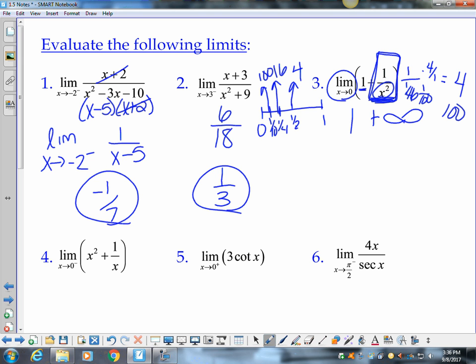And then infinity plus 1, I said this in class, it's like an ant and an elephant. An ant's not going to make much of a difference. So infinity plus 1 is just infinity.